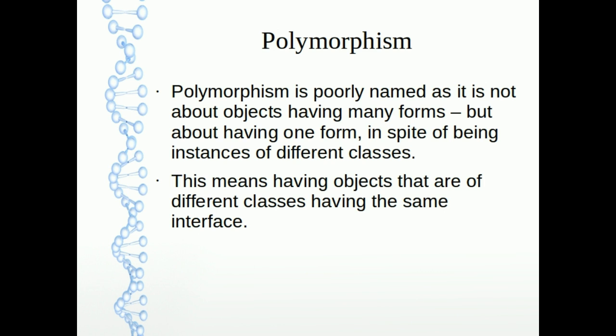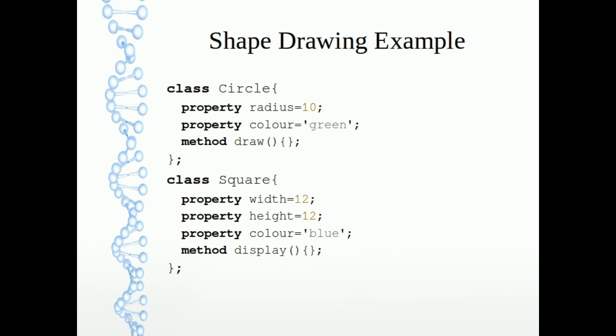Polymorphism is in a sense poorly named, as it is not about objects having different interfaces, but rather the same interface, despite being instances of different classes. This means having objects which are of different classes, but which have the same interface. Let's take a look at an example program written in pseudocode which suffers from a lack of polymorphism.